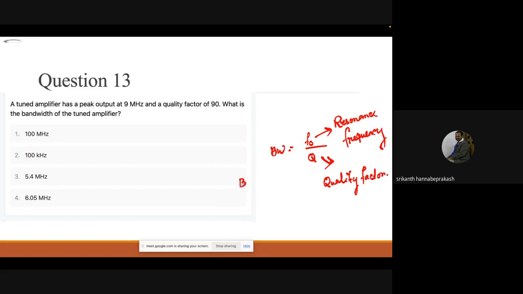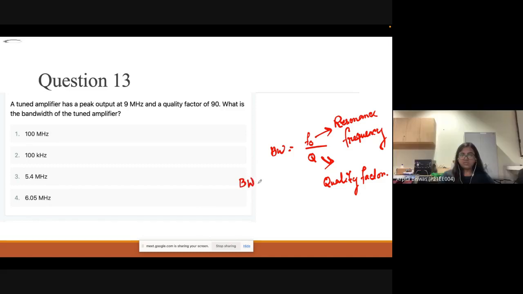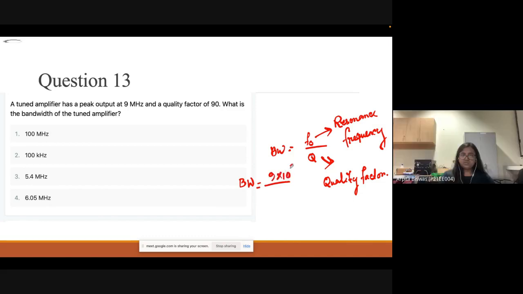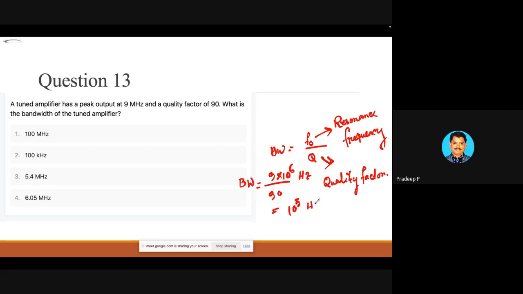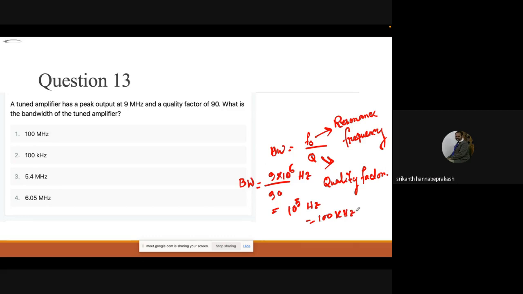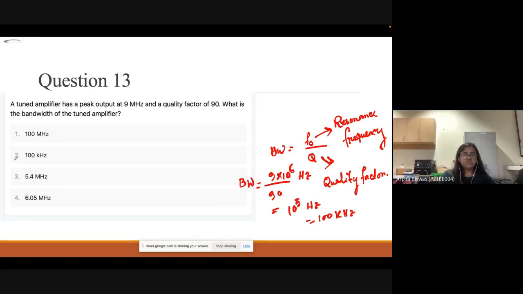0.1 mega is 100 kilohertz. 100 kilohertz is the answer. 10 to the power 6 hertz, and the quality factor is 90. So it is 10 to the power 5. Yes, madam. So it is 100 kilohertz. So the right option is option B.